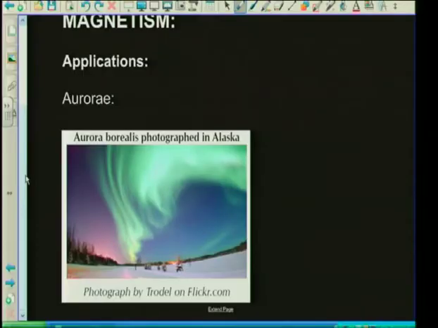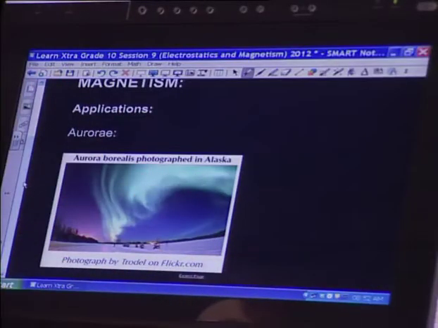Another application, and this is probably one of the most beautiful ones, is the aurora. Now, we get these in the north and the southern hemispheres, only in the poles. I personally would love to see one of these one day. What this is, when the ionized particles from the solar flares hit our atmosphere, they get spread out and they interact with our magnetic field, and they create these beautiful colored lights in the sky.